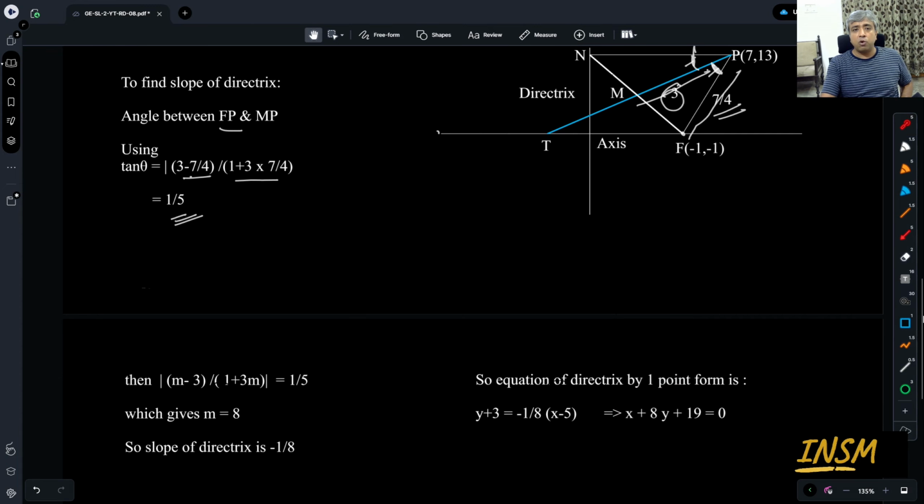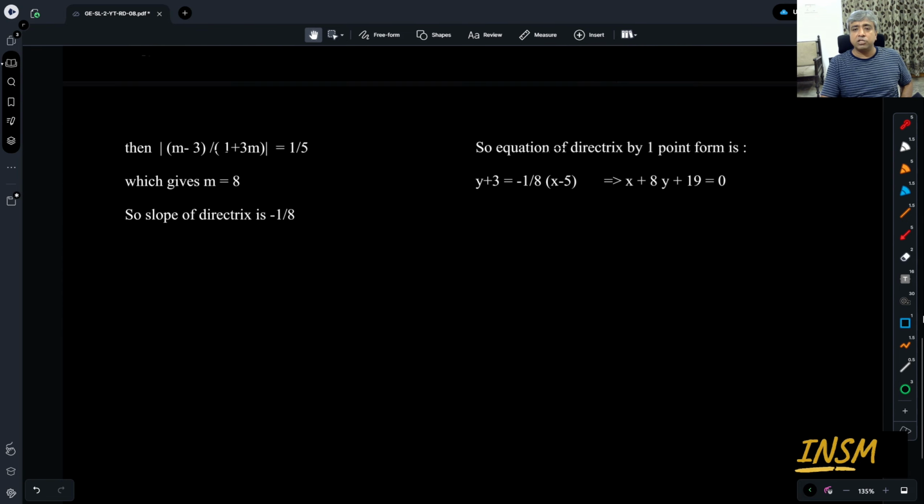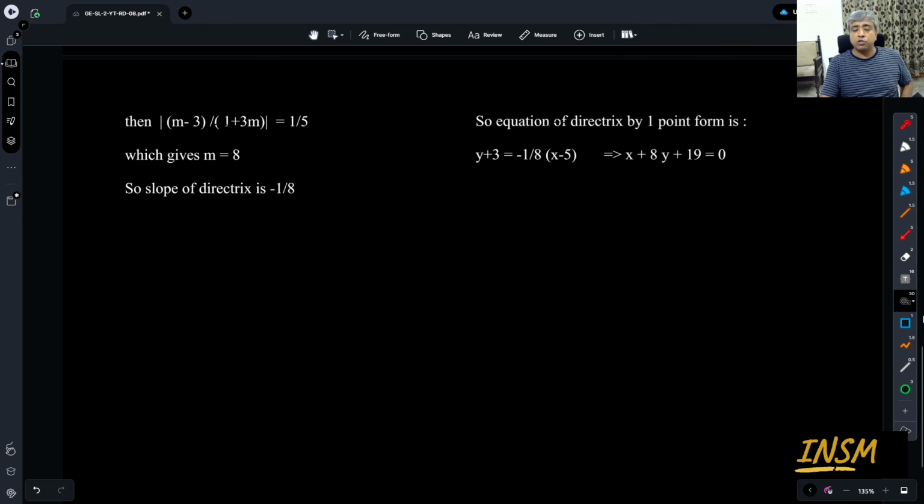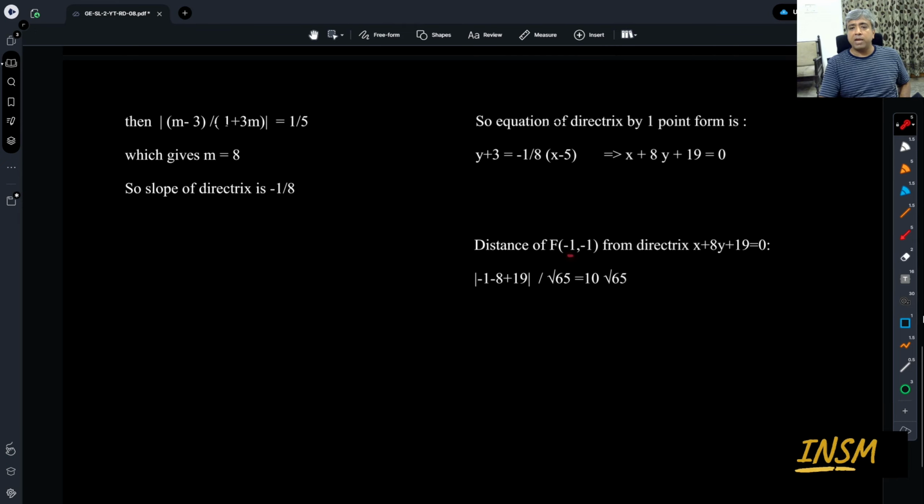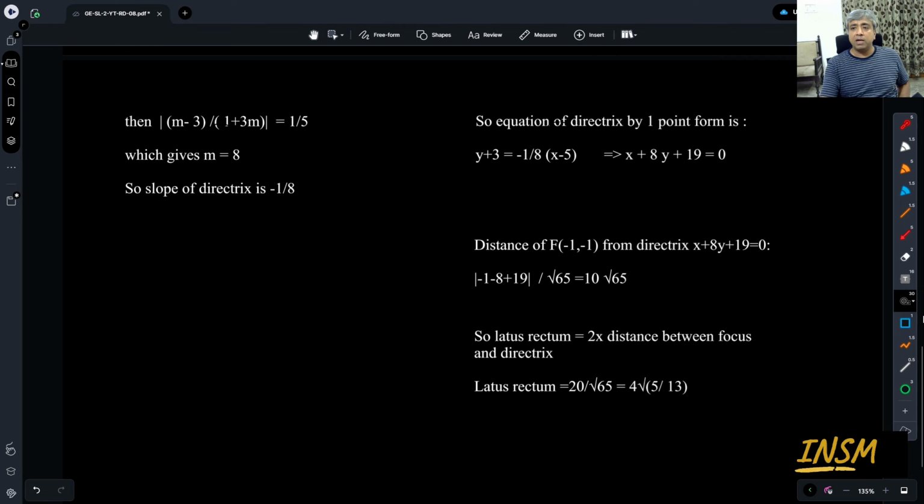Now the only task left for us is to find the distance of focus from this line. Okay, so we again apply the formula for finding the perpendicular distance of a point from a line. So we put minus 1 comma minus 1 in this line, divide by root 65. So the perpendicular distance of focus from the line comes out to be 10 by root 65. So the latus rectum should be twice this length. So the length of latus rectum would be twice the distance between focus and directrix, which would be 20 by root 65, which on simplifying would give you 4 root of 5 by 13. This 5 by 13 whole is under root.